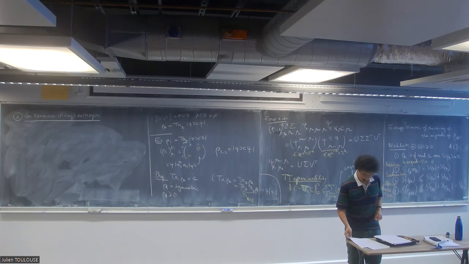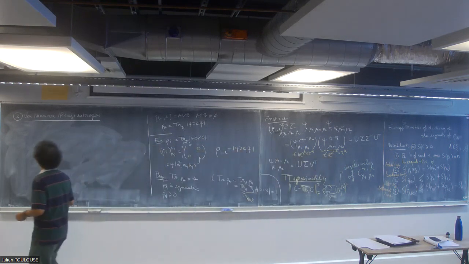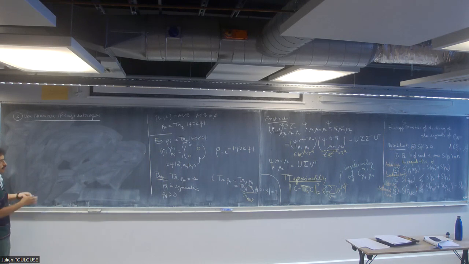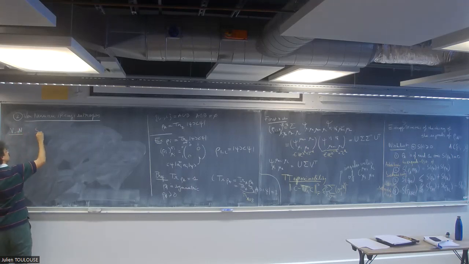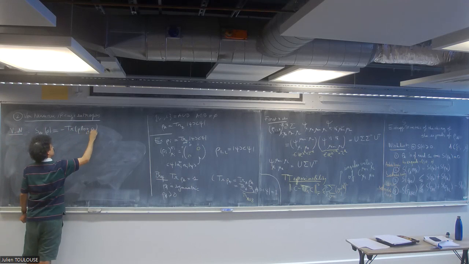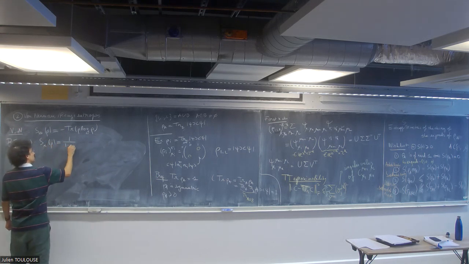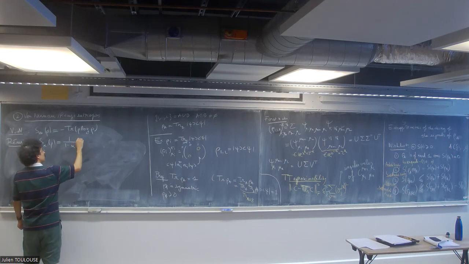Okay. So let's look at two examples. These are the standard examples when you are looking at the entropy of reduced density matrices. You have the von Neumann entropy, which is defined by this. And you have the Rényi entropy, which depends on the parameter alpha, which is given by this, I believe.